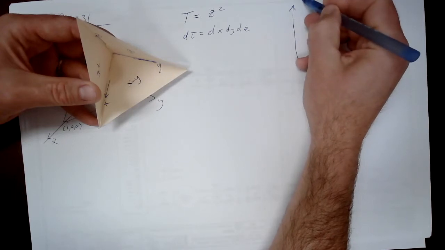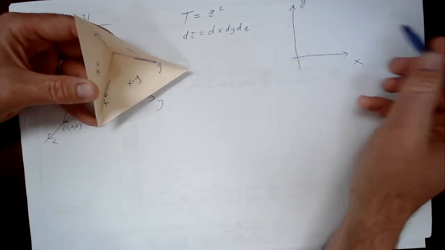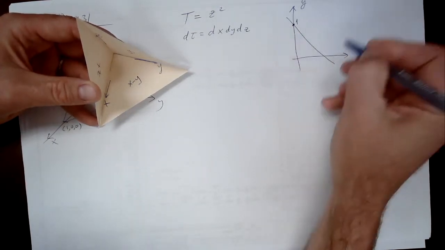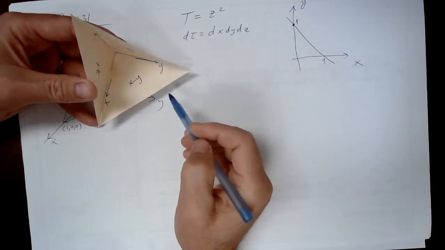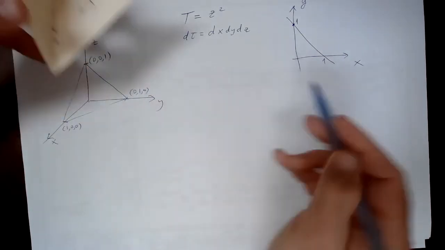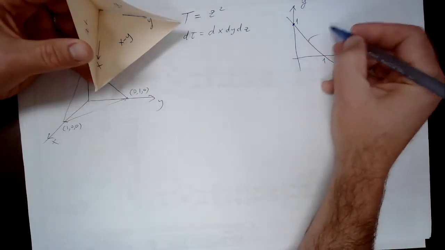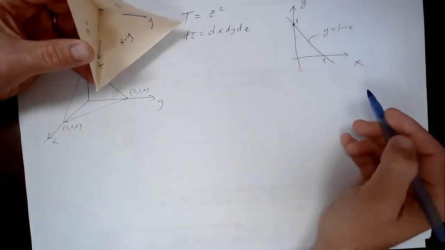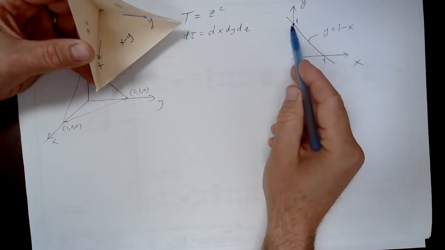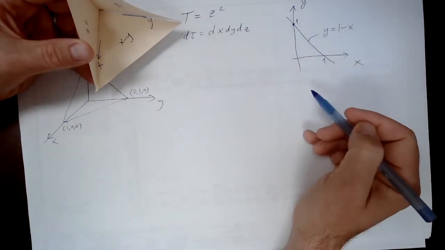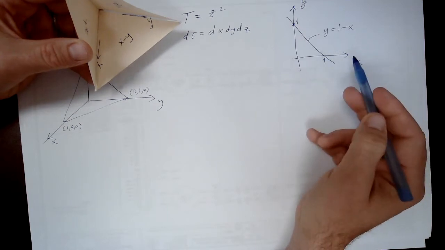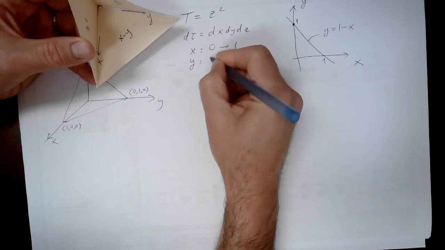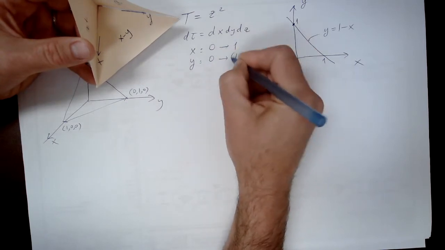If I put this as y and this is my x, it's the line that cuts y and x at 1, right here. So I can easily write this line. It's 1 minus x, right? Its slope is -1 and it cuts the y-axis at +1. So this should be it, and it works. So now that means x goes 0 to 1, y goes 0 to 1 minus x.